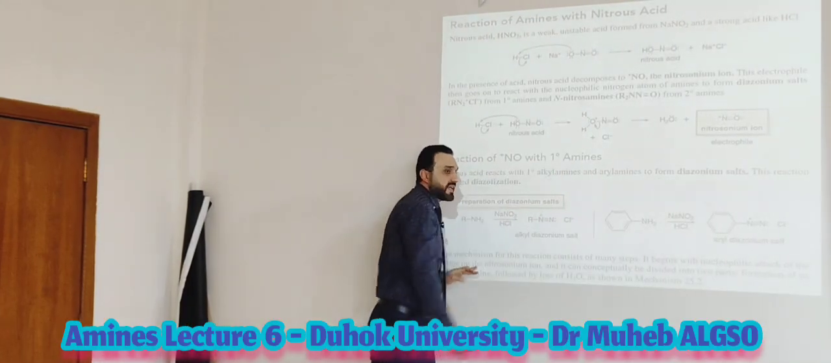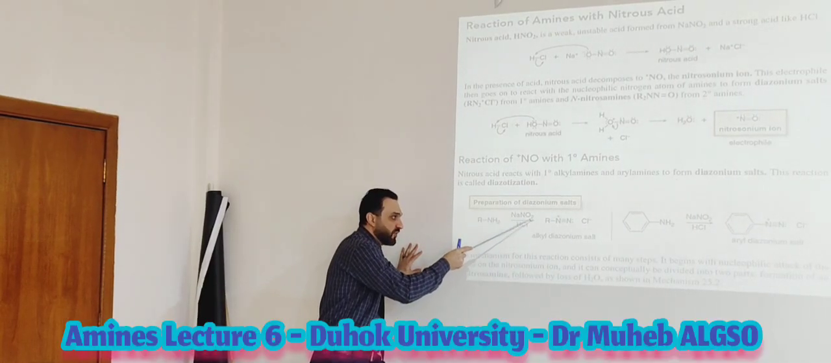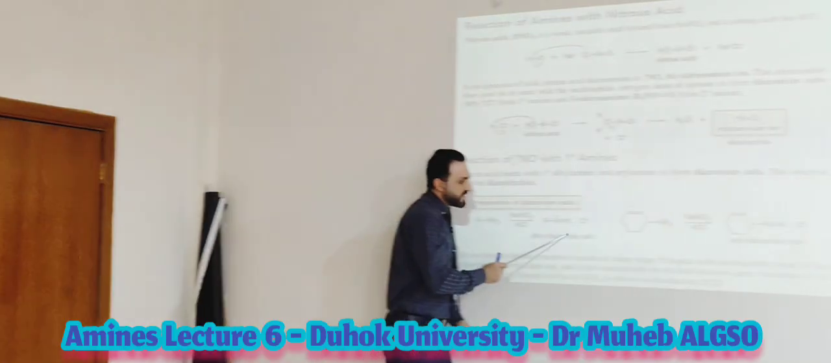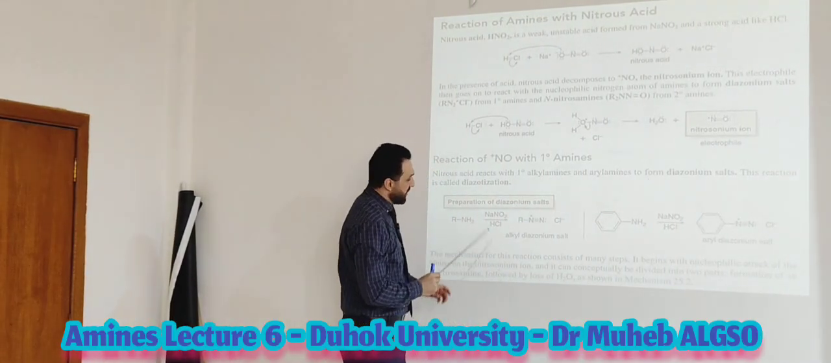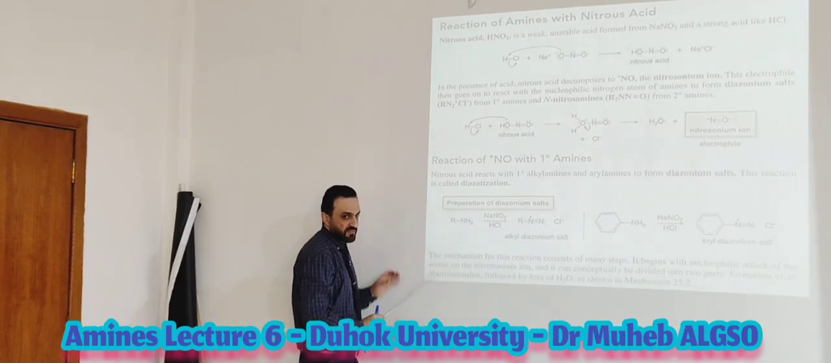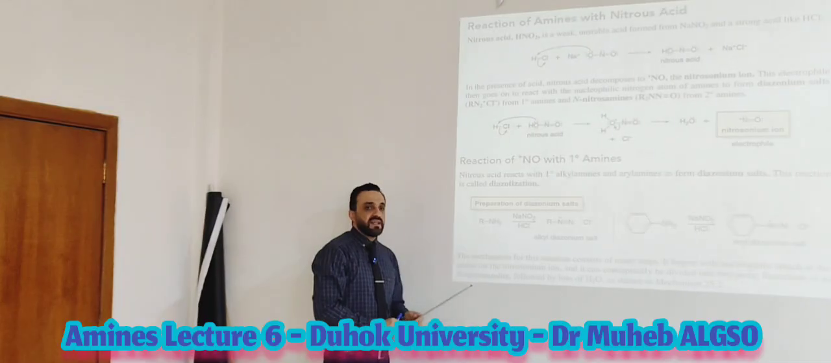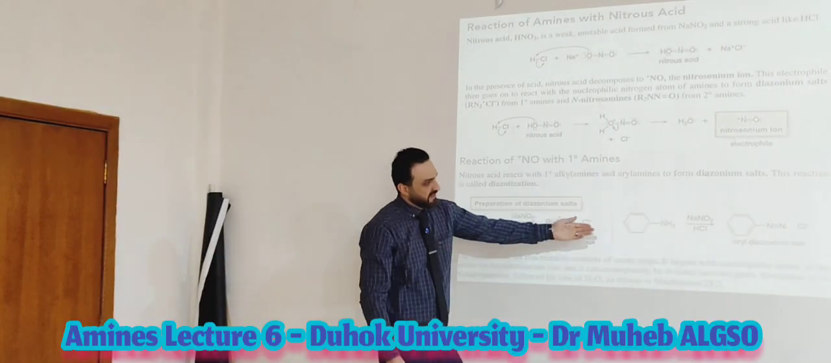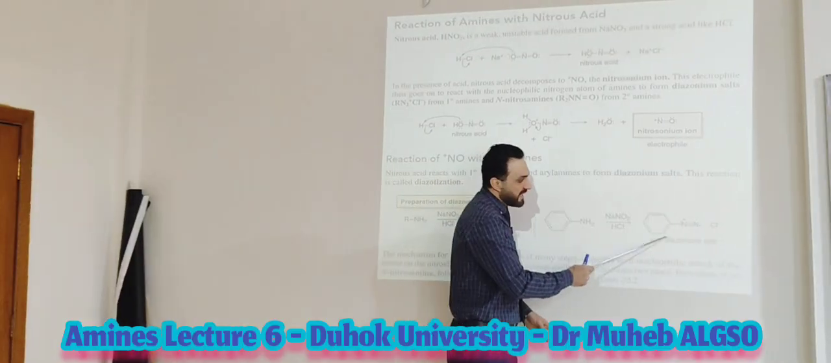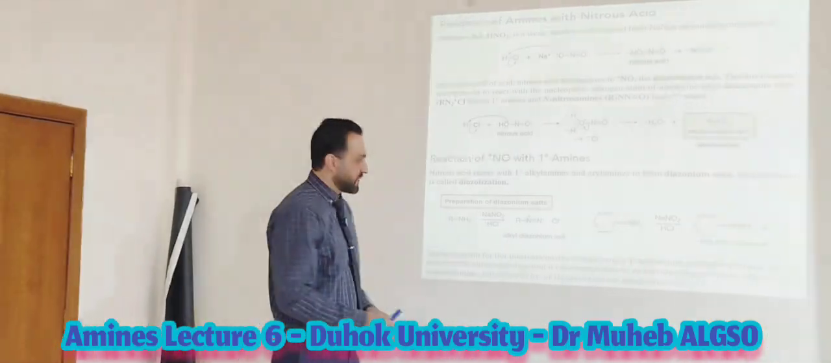The nitrous acid, how is it formed? It is formed from the reaction of NaNO2 with the HCl, to give you the alkyl diazonium salt. This is the alkyl diazonium salt. Look, we have R, N, N positively charged, and the negative part is the Cl minus. So, an example for this reaction: aniline reacts with NaNO2 and HCl to give you aryl diazonium salt. This is one example of a diazonium salt.